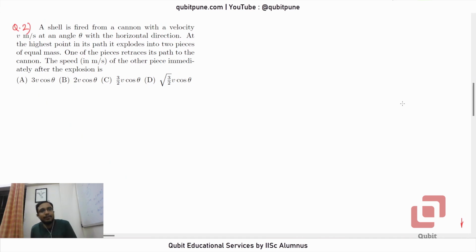A shell is fired from a cannon with a velocity v meters per second at an angle theta with the horizontal direction. At the highest point in its path, it explodes into two pieces of equal mass. One of the pieces retraces its path to the cannon. The speed in meters per second of the other piece immediately after the collision is: 3v cos theta, 2v cos theta, 3 by 2 v cos theta, root 3 by 2 into v cos theta.